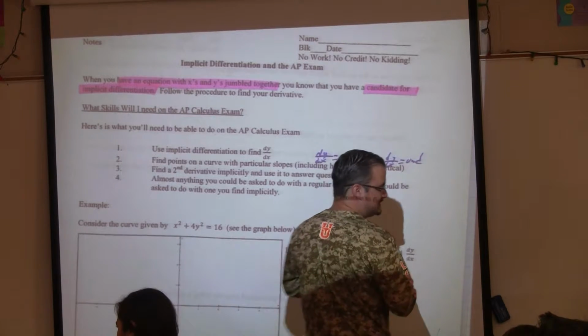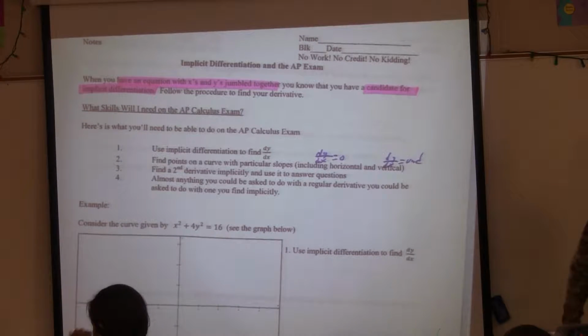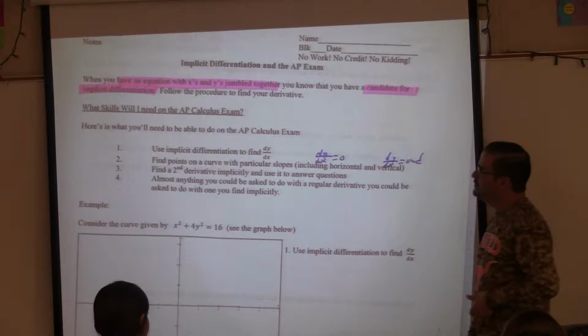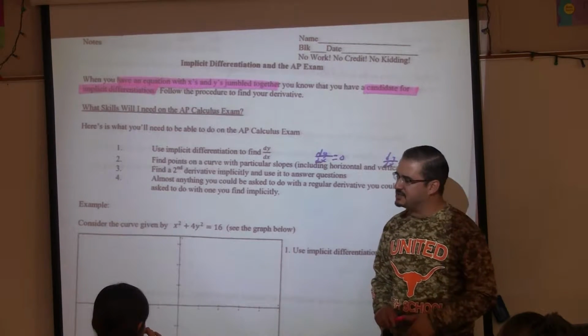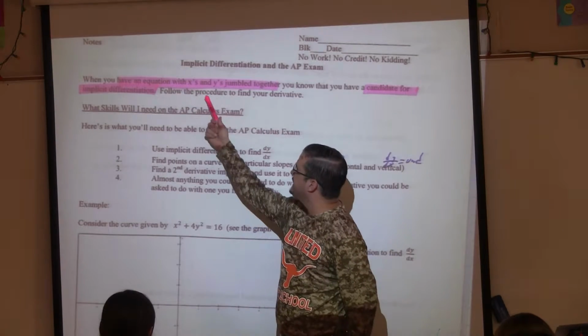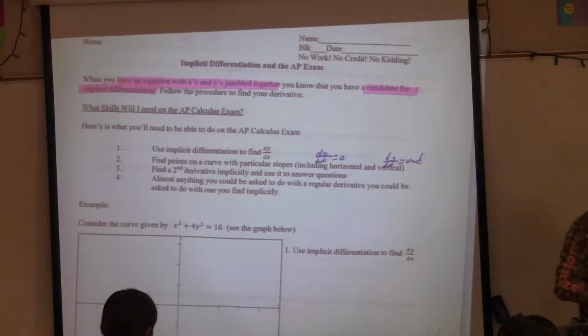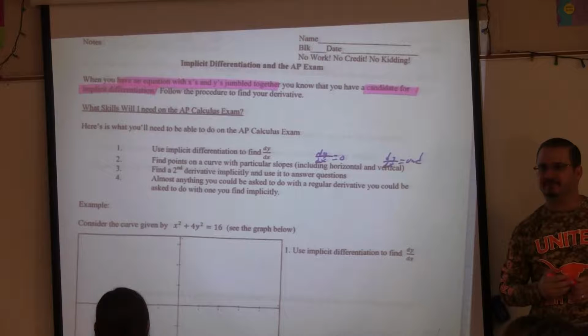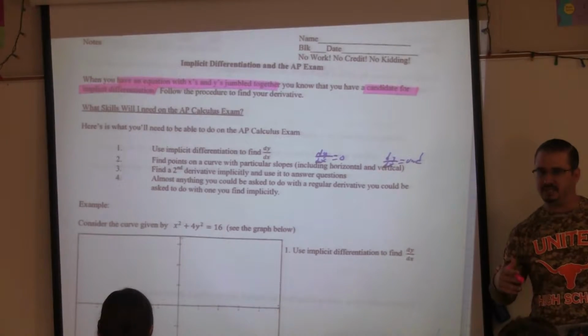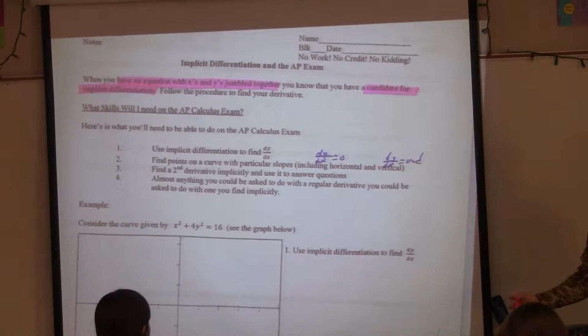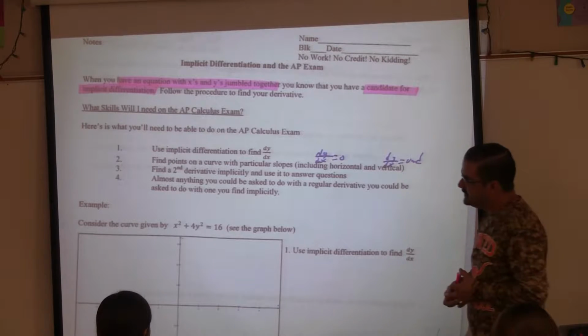Come back to me. So really quick, we know that we may have to use implicit differentiation anytime that we have an equation that has x's and y's all jumbled together with exponents, and it's not in y equals form. It's a candidate for implicit differentiation. It doesn't mean it has to be done like that, right? Only, obviously, if you're trying to find its derivative.